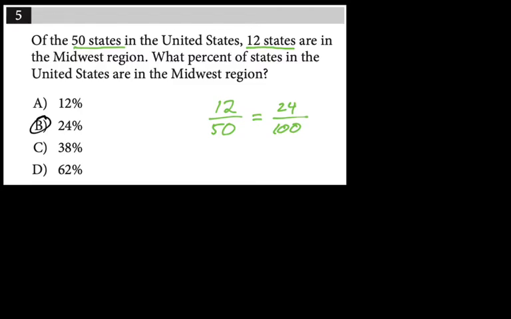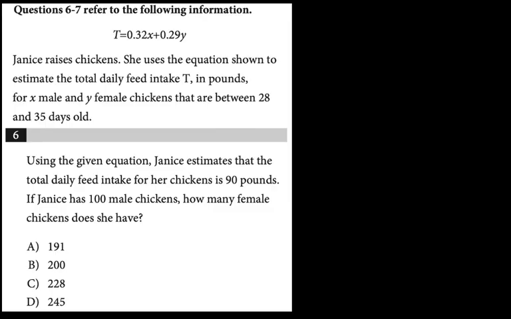Okay, now next up, question 6 and 7 refer to the following information. So t is equal to 0.32x plus 0.29y. I don't like the way that they give you the equation before they explain what's in the equation, but that's okay. Janice raises chickens. She uses the equation shown to estimate the total daily feed intake T in pounds. So it's really important when you're reading it. It's like T is a part of the equation. T is daily feed intake in pounds, right? They're telling you what to do.